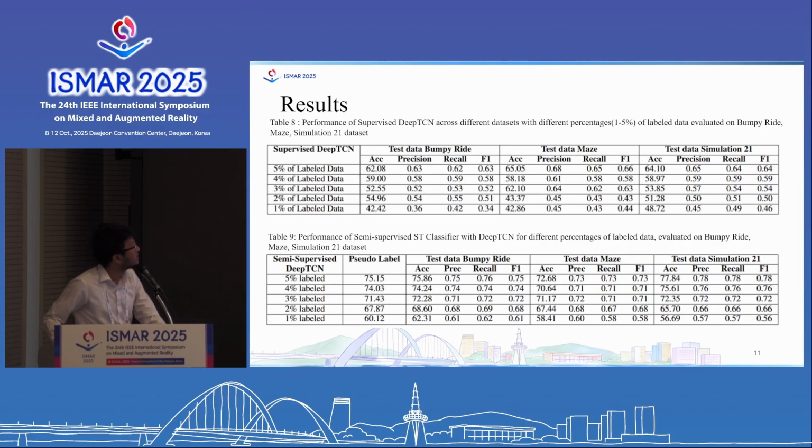And here you can see that among the 3 different datasets individually, for the semi-supervised and the supervised in Table 8, you can see the supervised deep TCN, and here you can see the semi-supervised deep TCN, showing that in each of the datasets, the semi-supervised approach performed better than the supervised approach.